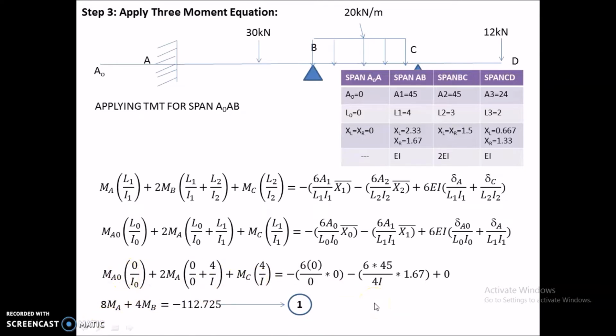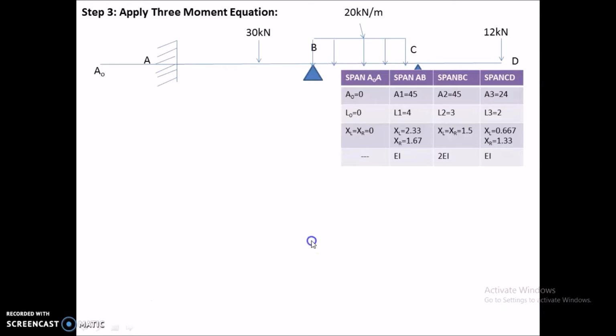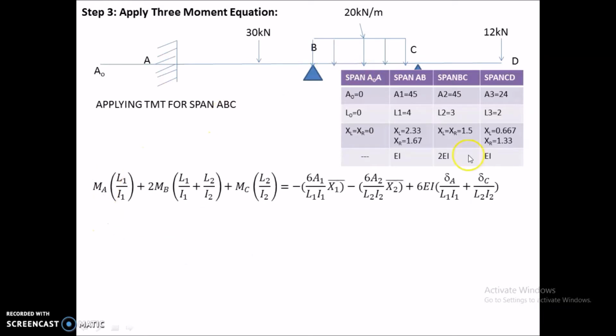Now again we have to apply this 3 moment equation for span ABC. For span ABC, the 3 moment equation will be this one: MA into L1 by I1 plus 2MB into L1 by I1 plus L2 by I2 plus MC into L2 by I2, which is equal to minus 6A1 x1 bar by L1 I1 minus 6A2 x2 bar by L2 I2 plus 6EI delta A by L1 I1 plus delta C by L2 I2.